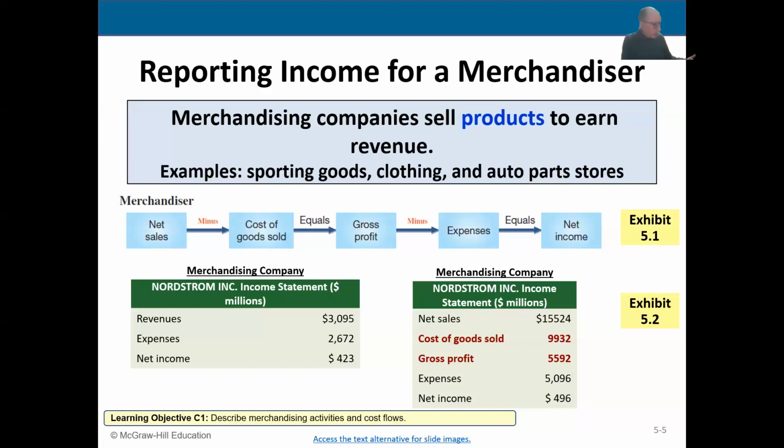So I want you to think about these stores at the shopping mall that sell products. Where do you think they get their products from? What do you think? Who can tell me? Where does Macy's get their products from? They have a collaboration. Yes, yes.